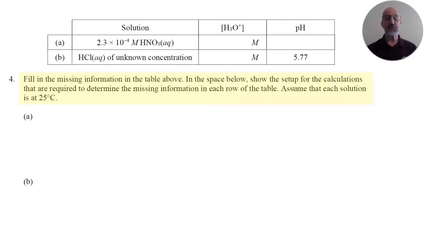Now, these are both strong acids in this table. We have nitric acid, which is HNO3, and then we have hydrochloric acid, HCl. So for this first part, we have to determine the concentration of the hydronium ion as well as the pH, and we have a 2.3 times 10 to the negative 4 molar solution of nitric acid.